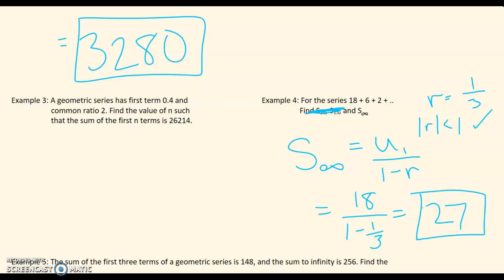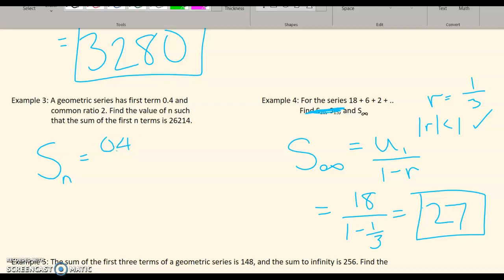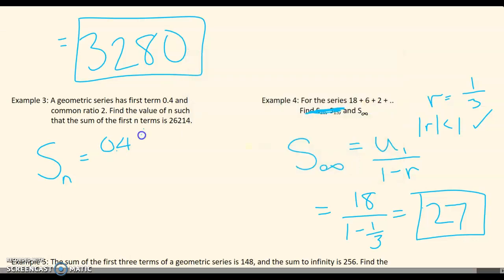Okay, this problem, we're given our first term, we're given our common ratio, and we want to find n such that the sum of the first n terms is 26,214. So we set up our sum of n terms, so u1 times 1 minus r to the n.